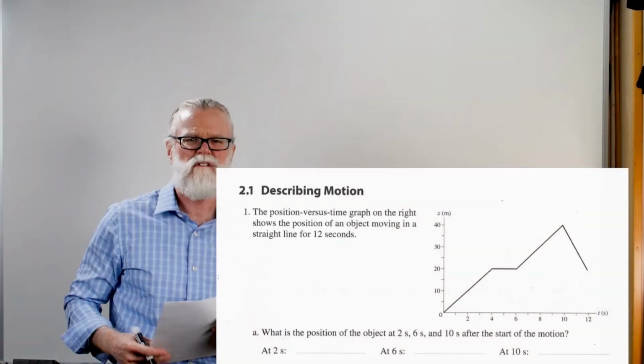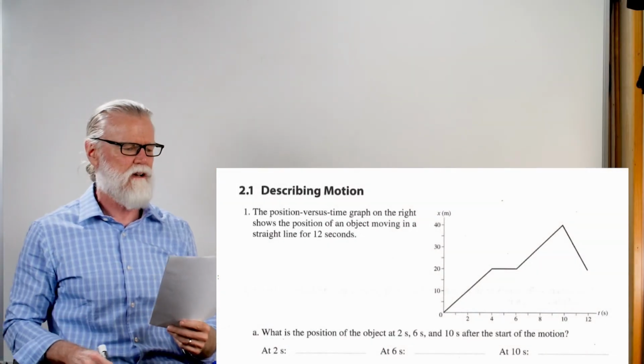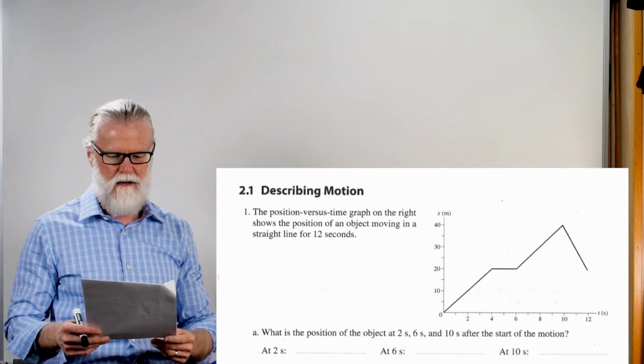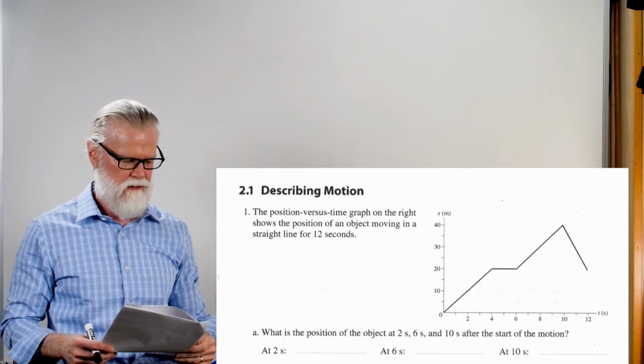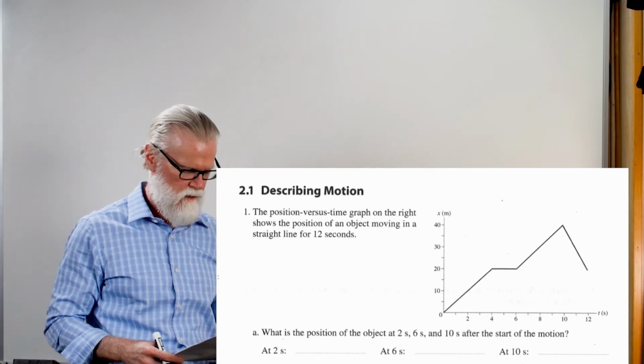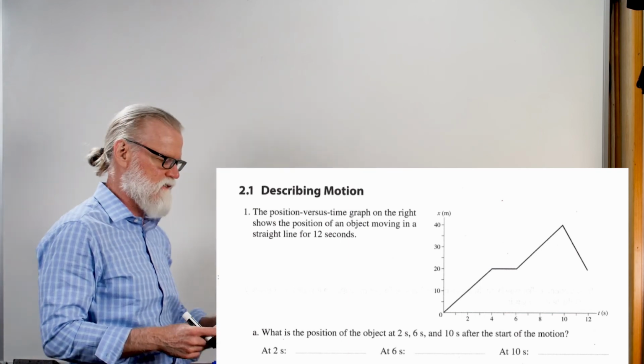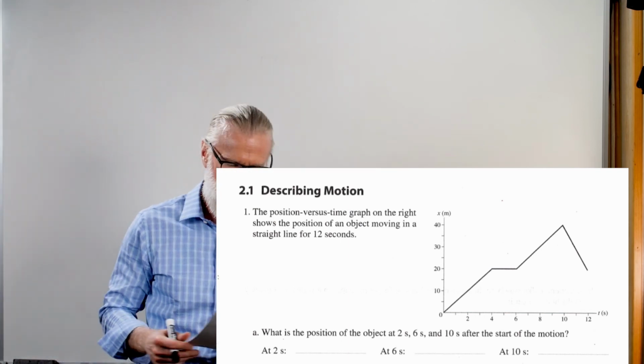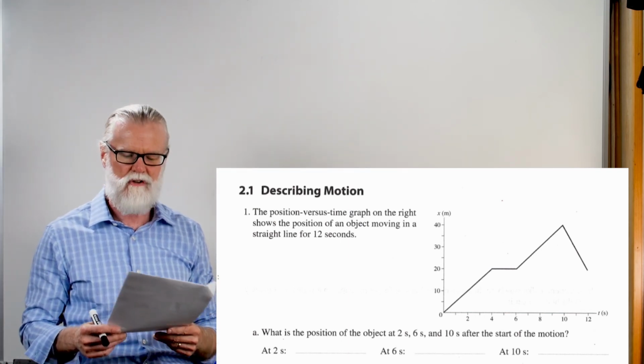All right, let's take a look at some workbook problems. This is from Chapter 2, the beginning of our workbook. We got problem number 1. We have a position versus time graph on the right. It shows the position of an object moving in a straight line for 12 seconds.